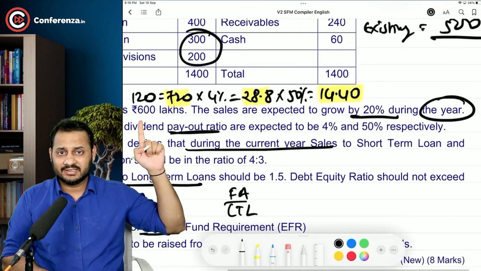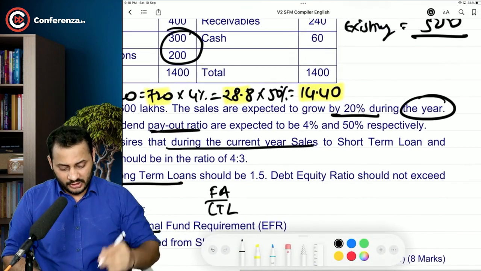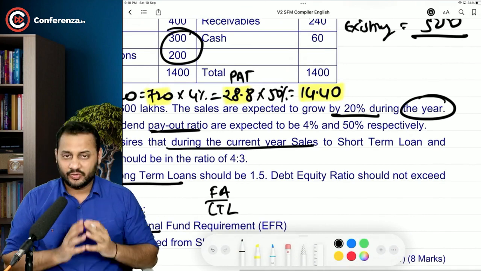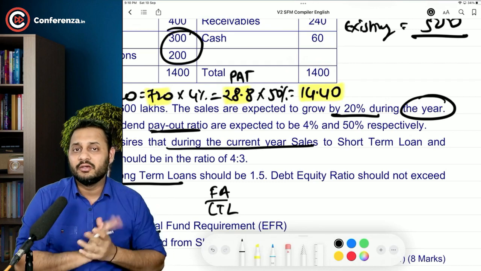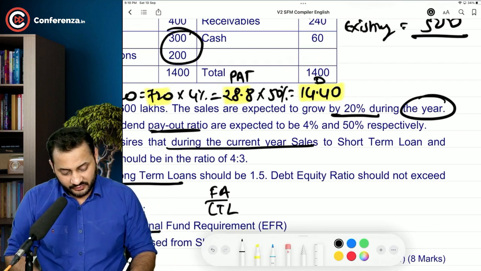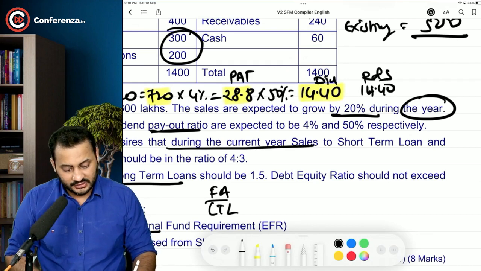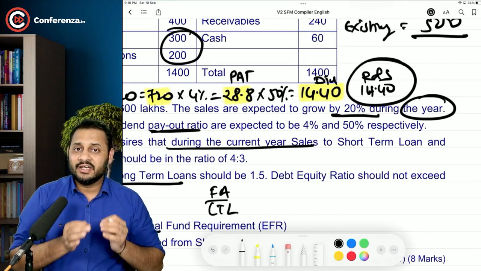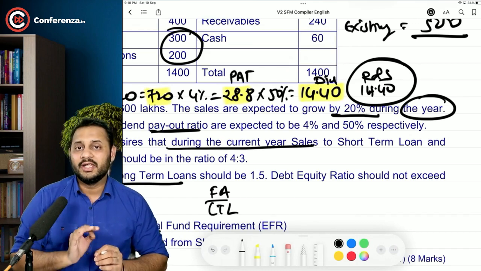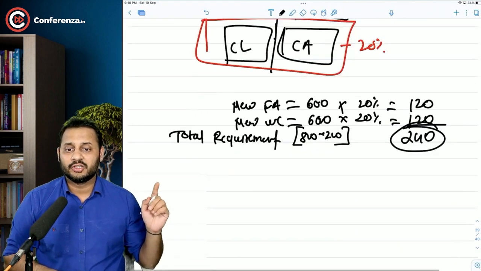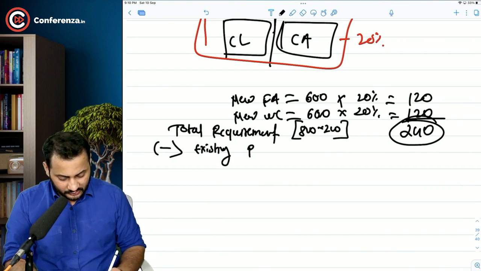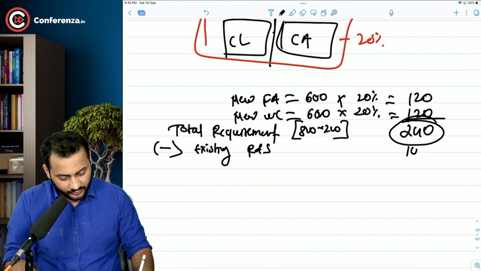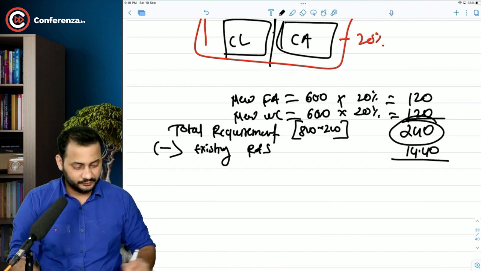Can you see this? Sales net profit margin is 4%. So the total profit after tax is 28.8, out of which 50% was paid to the shareholders. This is dividend, and the balance 14.4 will be called reserves and surplus. This is the internal fund that we already have, which can be used for the total requirement. Existing reserves and surplus, we are going to use this time, 14.40.